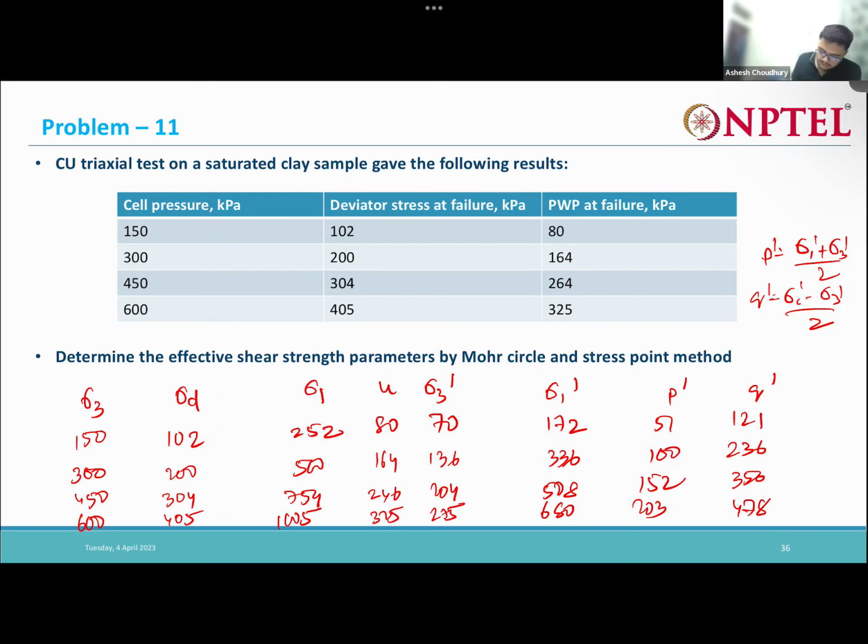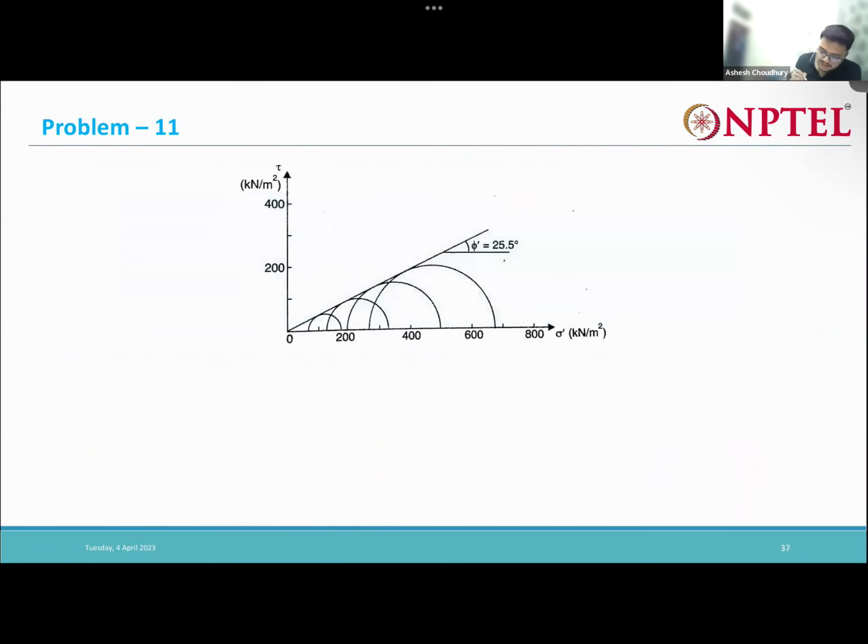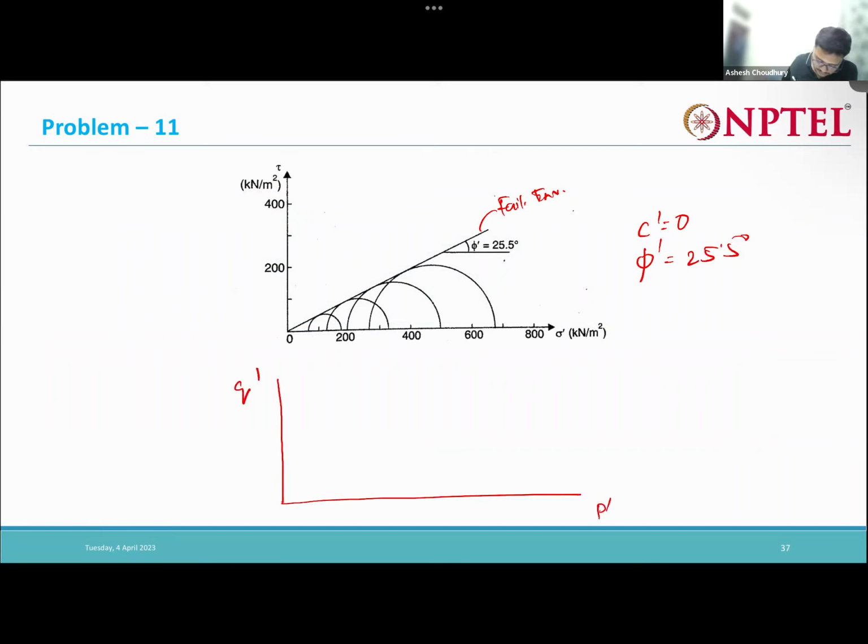So using this sigma 3 dash and sigma 1 dash, you can plot the Mohr circle, the effective Mohr circle. We'll get our failure envelope, and from there we can get C dash and phi dash. Now similarly, we know P dash and Q dash, so we can draw our Kf line. If we plot all the points of P dash and Q dash, we will get a straight line.